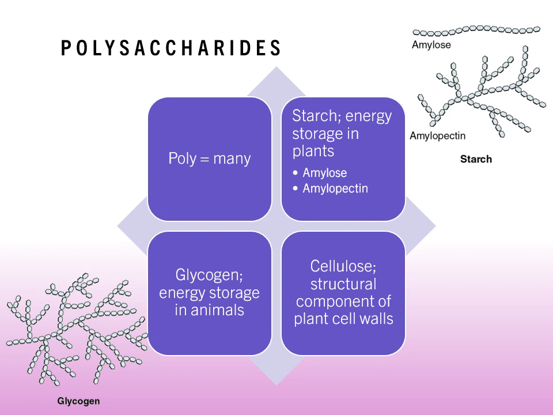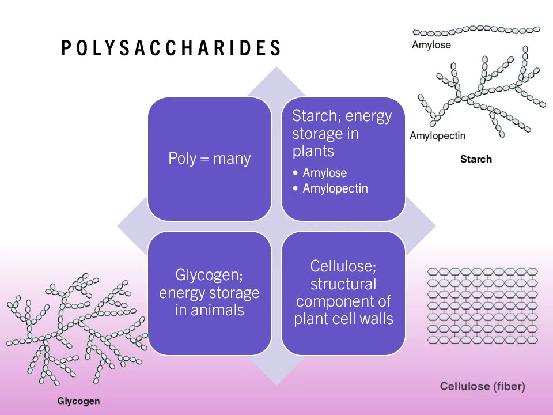The final polysaccharide that we're going to look at is cellulose, and this is actually the most abundant organic compound on Earth. It's a major component of plant cell walls, and the reason that it's such a strong molecule for building comes down to a very small variation in the glucose molecules that it's made from, which allow it to form rope-like fibers made up of chains connected to each other by hydrogen bonds.